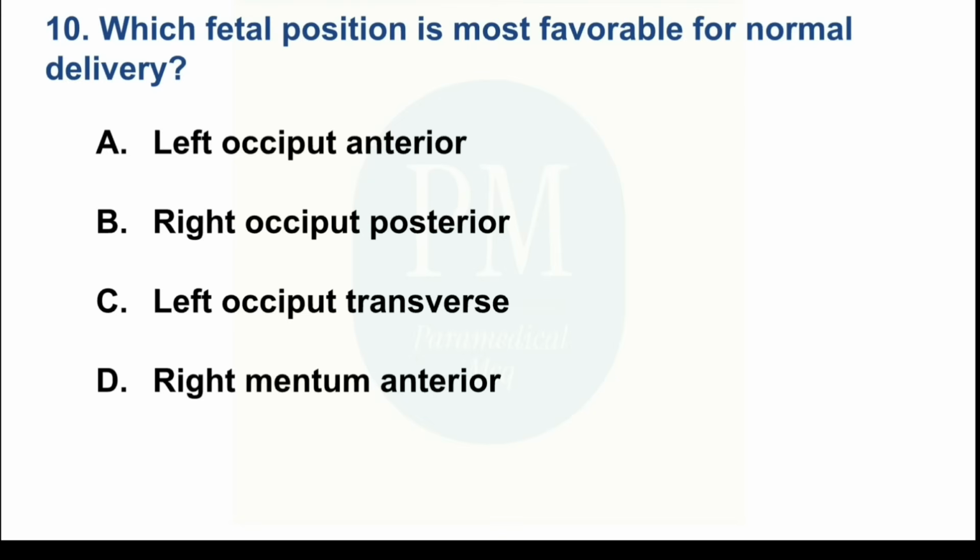Which fetal position is most favorable for normal delivery? Option A, left occiput anterior. Option B, right occiput posterior. Option C, left occiput transverse. Option D, right mentum anterior. The correct option is option A, left occiput anterior.